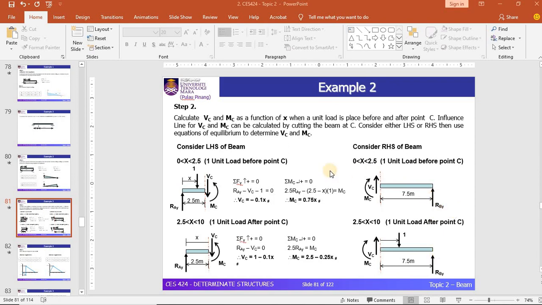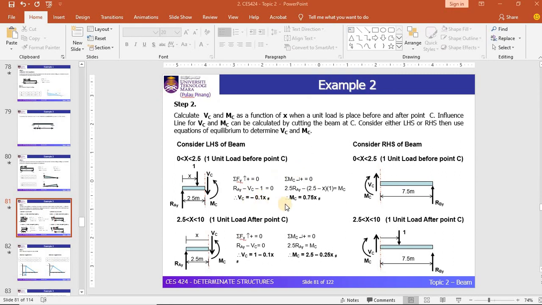Okay, so I hope that you can figure out the difference between considering the left hand side and the right hand side diagram. So basically you just need to consider one side of the diagram in the problem, so it's not necessary to consider both sides. Okay, so basically in the solutions, the ILD diagrams are based on the left hand side of a beam, or left hand side of a point C. Okay, so let's see how we can develop the ILD diagram based on these 4 equations.